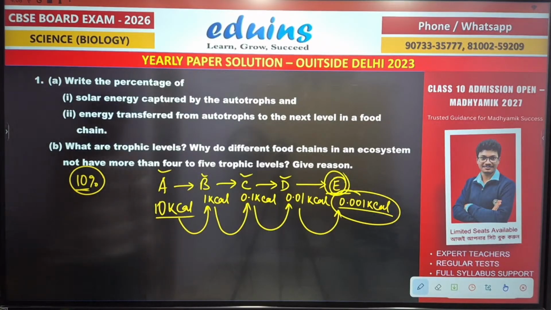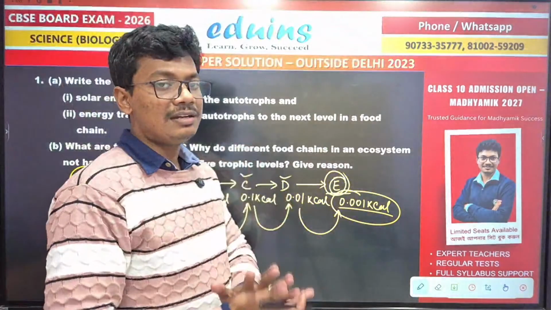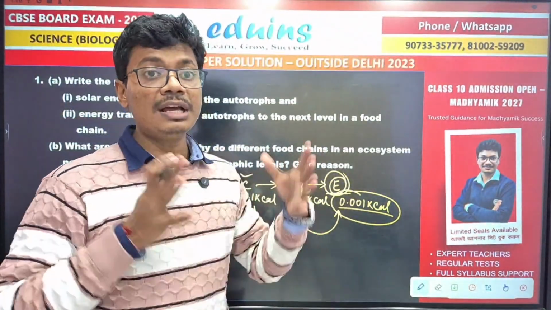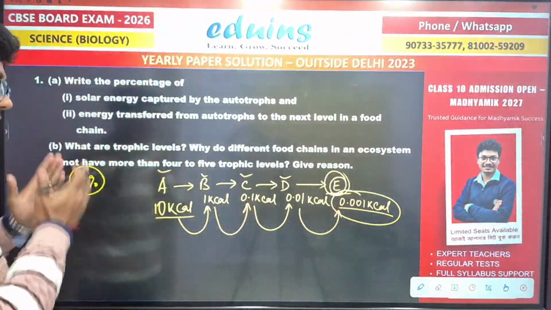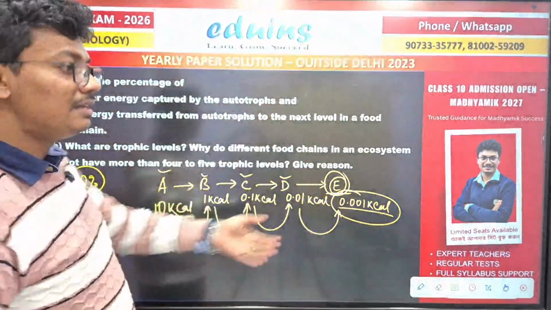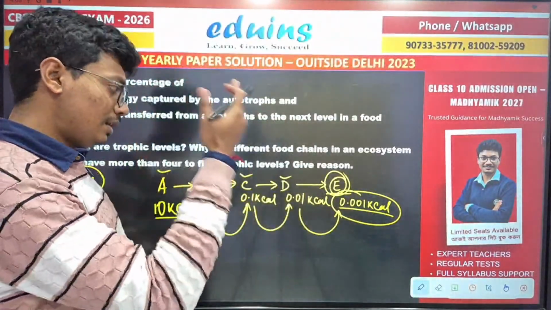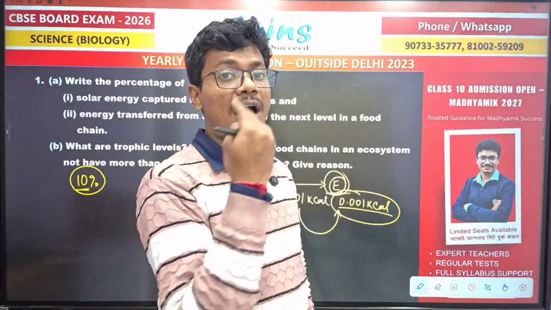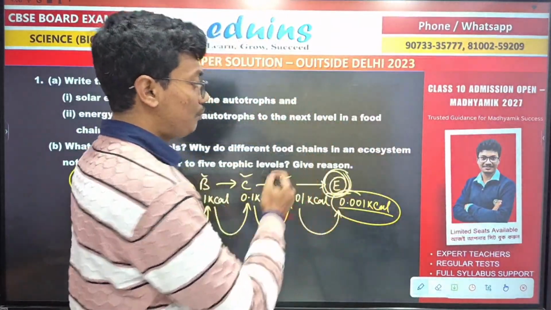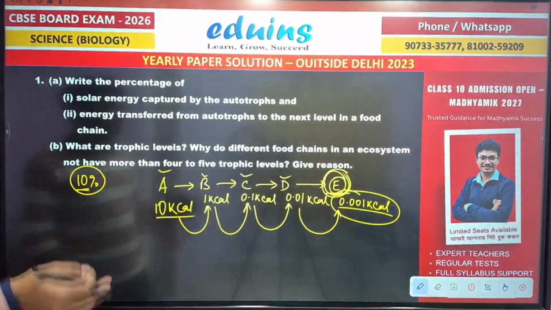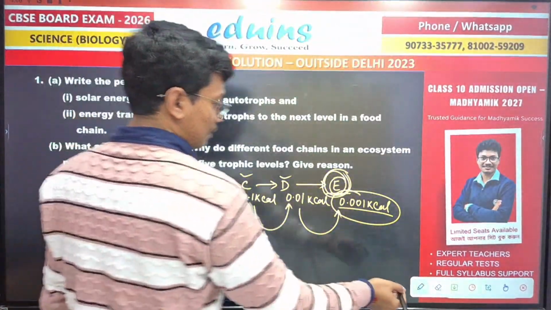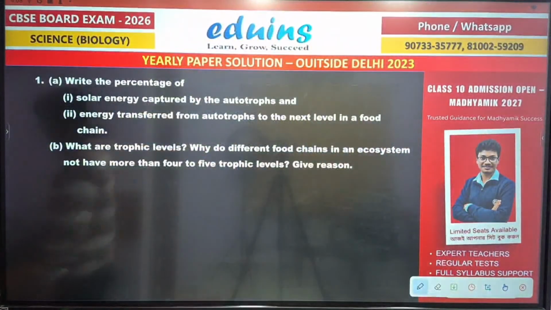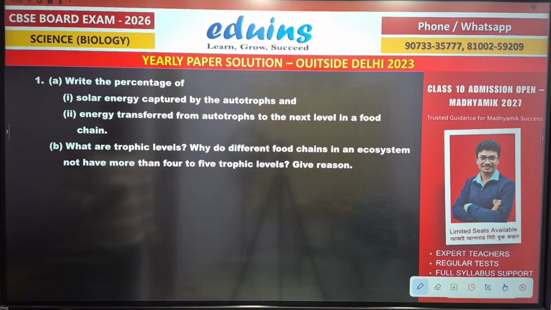So when the trophic levels are fewer, the energy consumption will be higher or greater. If the trophic levels are greater, then the energy available to the organisms or trophic levels will be lesser, and the final or ultimate trophic level will get the least amount of energy. Okay, so let's go for the next one.